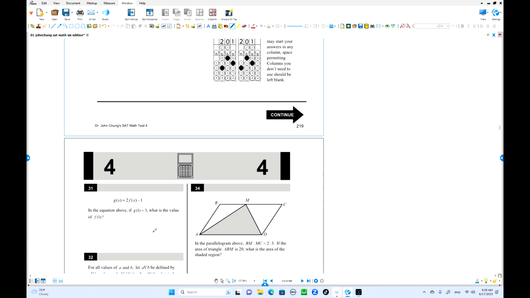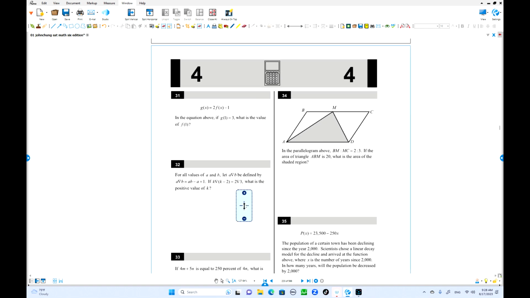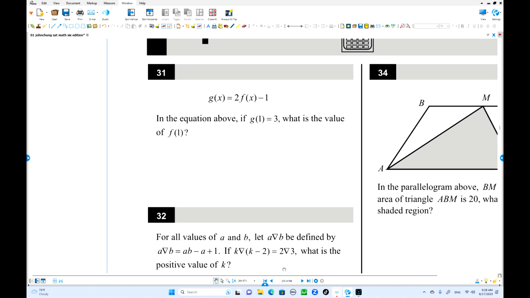Right, number 31. In the equation above, g of 1 is 3. What is the value of f of 1? So g of 1 is 3. Put this number in. g of 1 equals 2 times f of 1 minus 3. That is 3. So what is f of 1 in there? Plus 3 there. That is 6, so 2 times f of 1 is 6. f of 1 equals 6 divided by 2, which is 3. That's the answer.